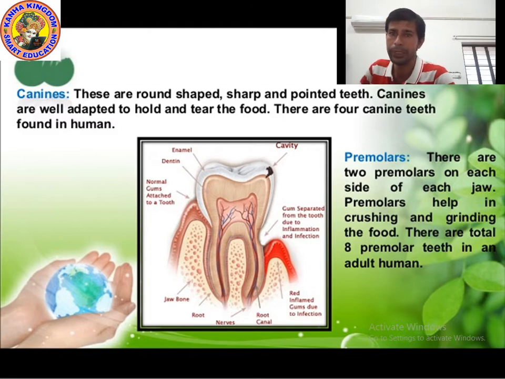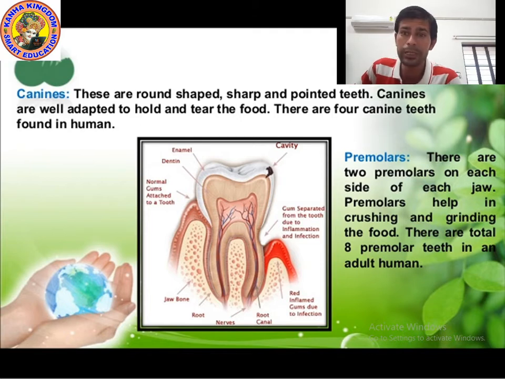Now premolar. How many premolar are present in our mouth? There are 2 premolar on each side of each jaw. Premolar help in crushing and grinding the food. It means it helps us to grind it like a mixer. Premolar and molar work just like a mixer.